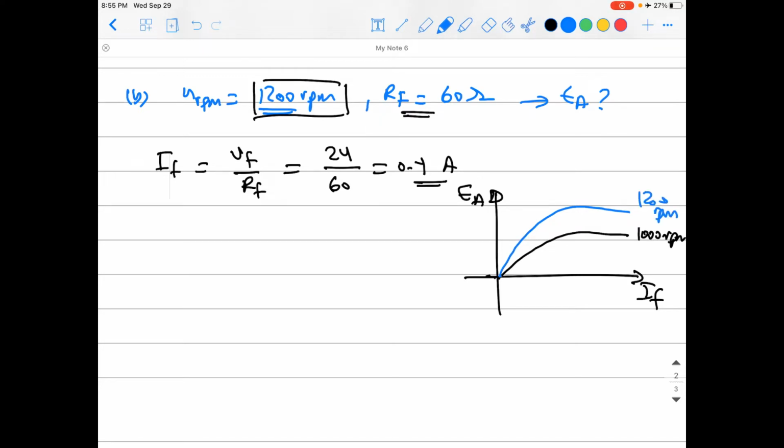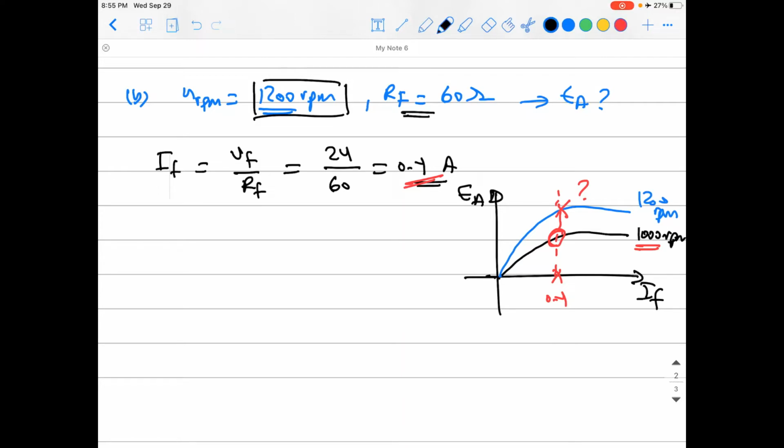So, if you have IF with a value of 0.4 amps, like we just found here, you will go like this. If you go to the table, you will find this value because that's according to 1000 RPMs. But what we really need is this value according to 1200 RPMs, not the one that you can get from the table. But that sounds good. We can use just a direct relationship here.